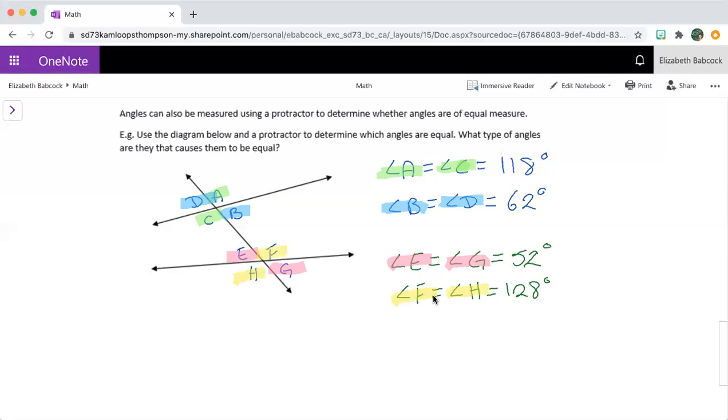What type of angles are these that share only the vertex? These are all what are called vertically opposite angles. Vertically opposite angles are always equal to each other.